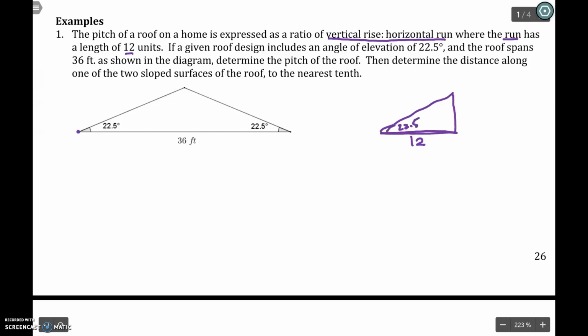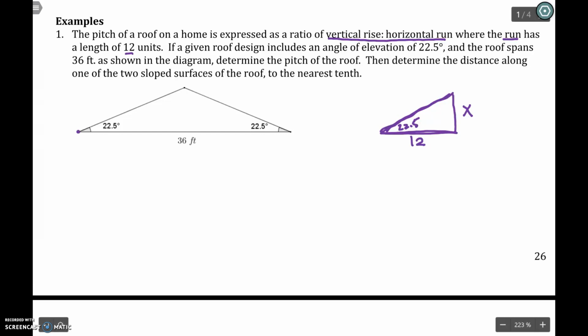If a given roof design includes an angle of elevation of 22.5 degrees, so that would be the angle down in here, elevating upward, and the roof spans 36 feet as shown in the diagram, determine the pitch of the roof. Then determine the distance along one of the two slope surfaces of the roof to the nearest tenth. So what we're trying to figure out is what the rise over run is for this roof.